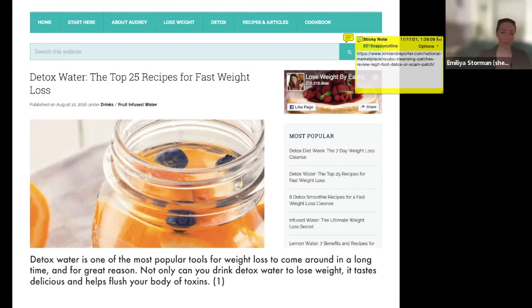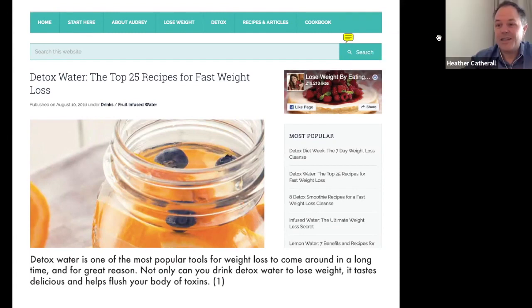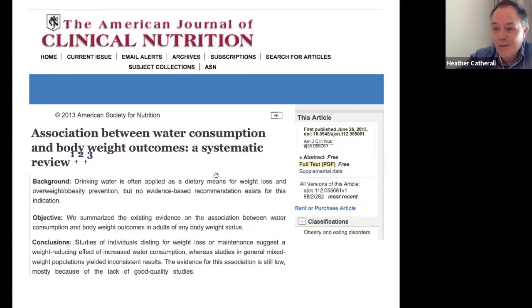There's a reference, exactly. So it actually goes somewhere real. It's a Journal of Clinical Nutrition, and as far as I know, this is a respected peer-reviewed journal. We can depend on the information here to some extent.